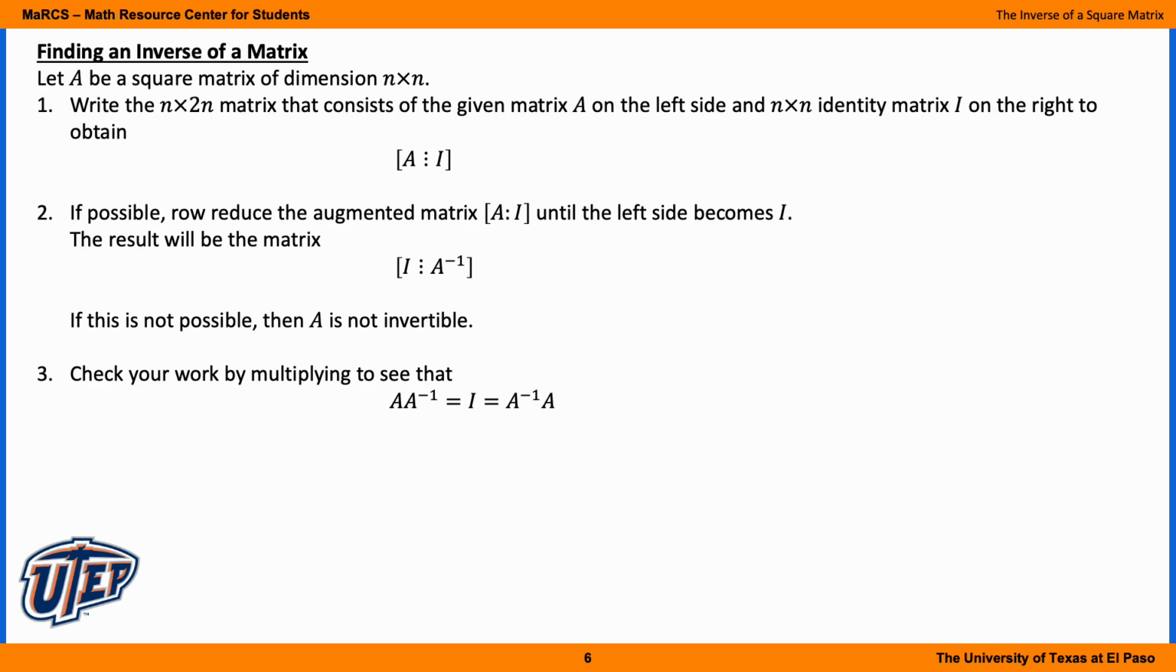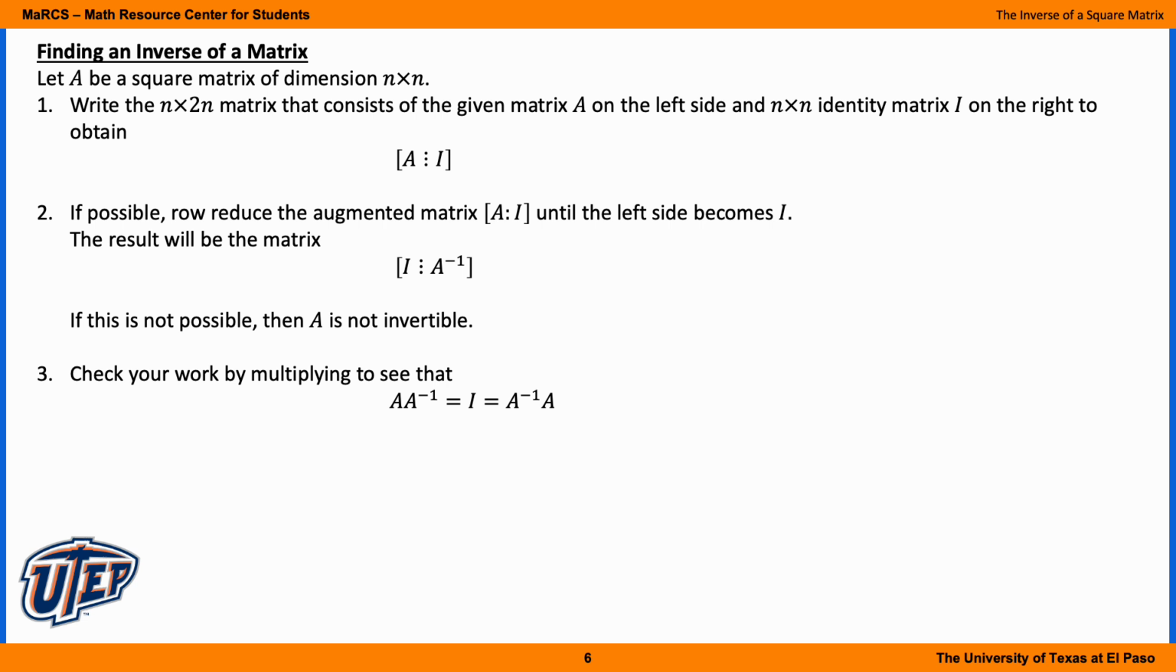Now here's the other method for finding an inverse of a matrix. We let A be a square matrix of dimension n by n. Now we can write the matrix with size n by 2n that consists of the matrix A on the left-hand side and the matrix I adjoined to A, so the identity matrix with size n by n on the right-hand side. So we get A on the left, and I on the right. Now, if possible, row reduce the augmented matrix until the left side becomes I. The result will be the identity on the left-hand side, and the inverse will be on the right-hand side. If this is not possible, then A is not invertible.